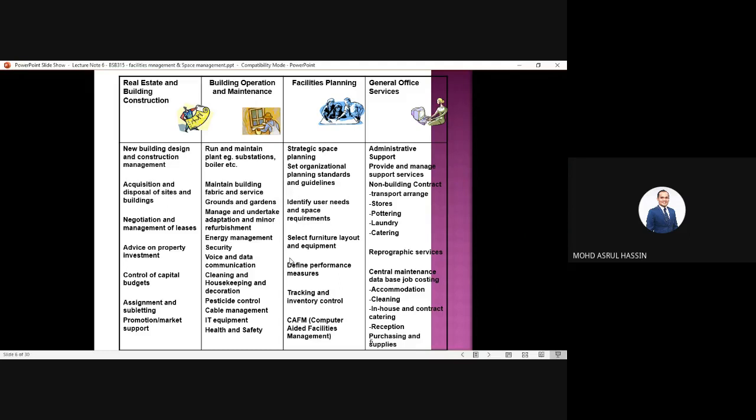And then facilities management looks into strategic space planning, setting organizational planning standards and guidelines, or setting the KPIs, everything. And then general office services provide and manage administrative support, support services, non-building contracts, transport arrangement, store, portering, laundry, catering, and so on. So there are these differences between the services. Others you can read through in the slide.